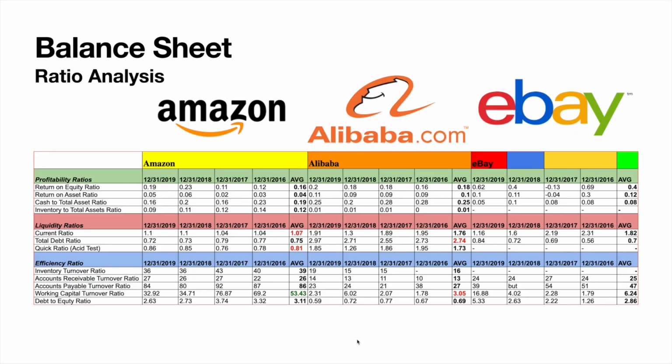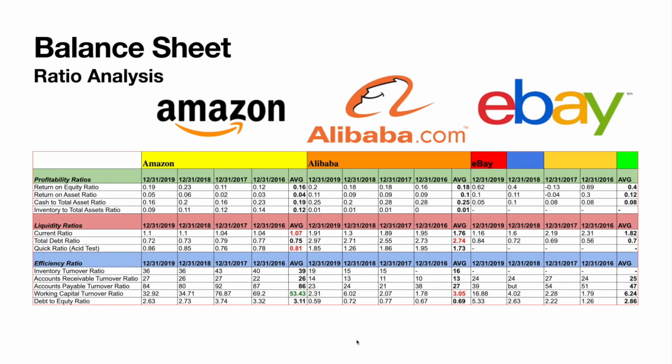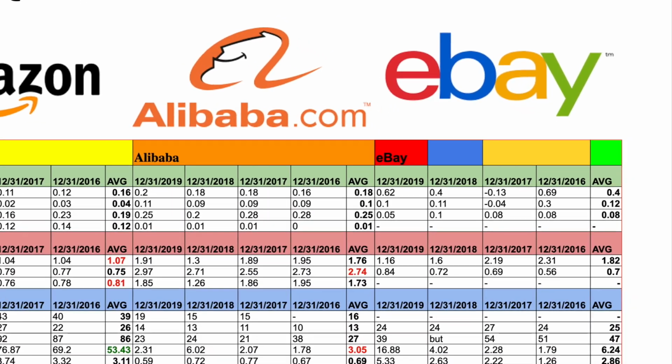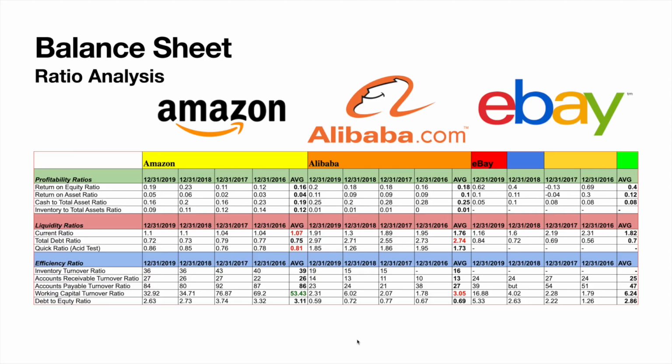Cash to current asset ratio for Amazon and Alibaba shows what I expected, but eBay shows only around 8%. Investors should be cautious about investing in a company that has low cash in general, because having low cash could force the company to take on more debt than it can handle to pay off its expenses.